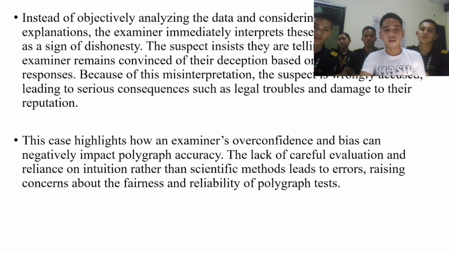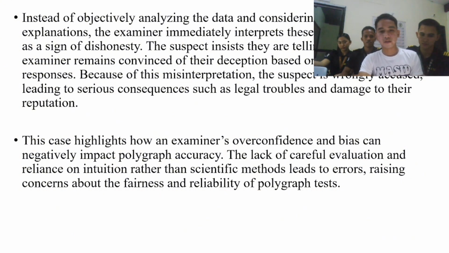Instead of objectively analyzing the data and considering alternative explanations, the examiner immediately interprets these physiological changes as a sign of dishonesty. The suspect insists they are telling the truth, but the examiner remains convinced of their deception based on their physiological responses. Because of this misinterpretation, the suspect is wrongly accused, leading to serious consequences such as legal troubles and damage to their reputation. This case highlights how an examiner's overconfidence and bias can negatively impact polygraph accuracy.